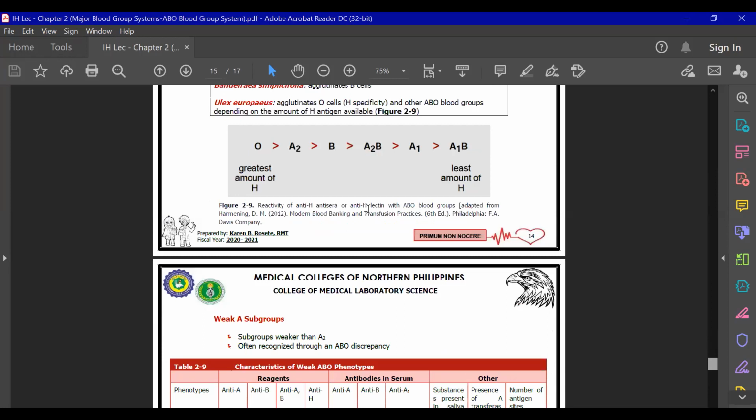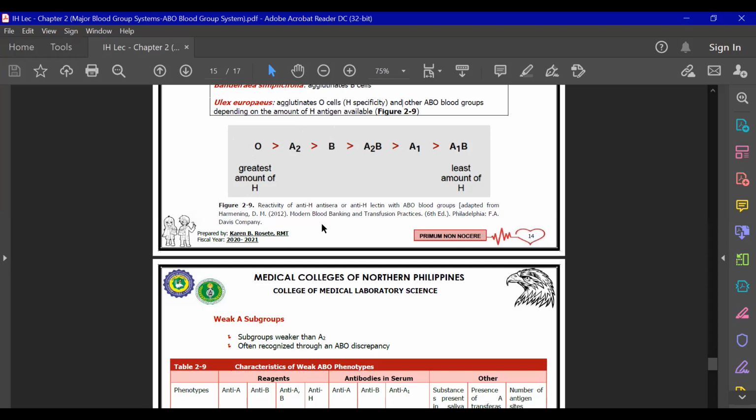So let's have here now the reactivity of your anti-H sera with that of your ABO blood groups. Who has the highest amount of your H antigen? Your group O. Okay, your group O red cells, they have the greatest amount of your H antigen, followed by your A2, and then your B, and then A2B, A1, and A1B. Okay, followed by your A2.